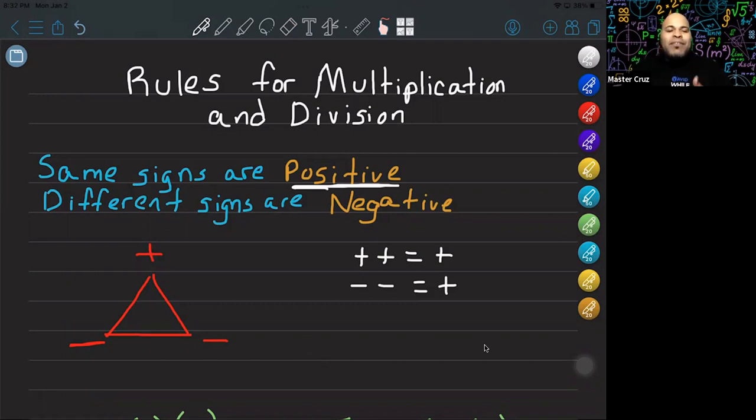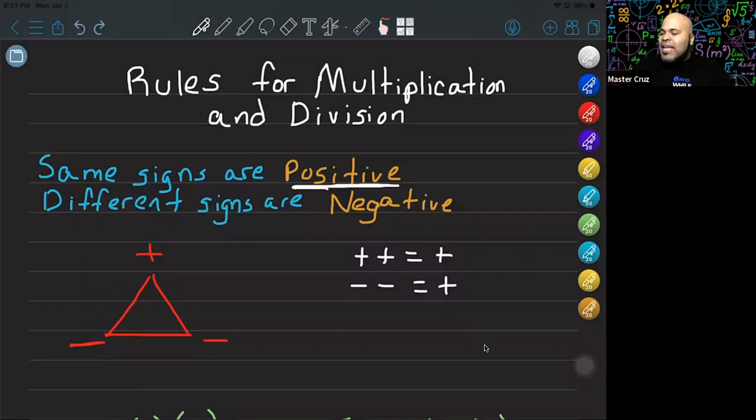If you have a negative times a negative, you draw this on your paper, and with your finger, you cover the two negatives, and the one that you didn't cover, it's positive. That's how you get that positive. If you have two positives, you don't need the triangle, right? Because when you have positive numbers and you're multiplying, you don't have to think about it.